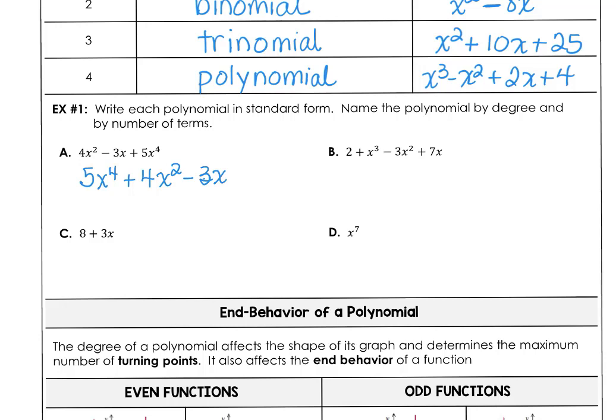So the highest degree is 4. And we said on the first slide that quartic is a fourth degree. And there are three terms. So this would be a quartic trinomial.